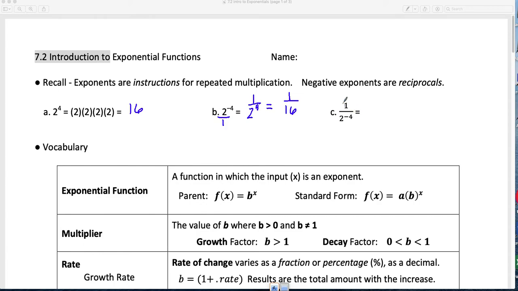Now I've got it the other way around: 1 over 2 to the negative 4th. I'm still going to do the reciprocal. So flip that around, remove the negative, and I have 2 to the 4th over 1, which is equal to 16. So there are several different ways you can look at that, and we're going to use all of them today.